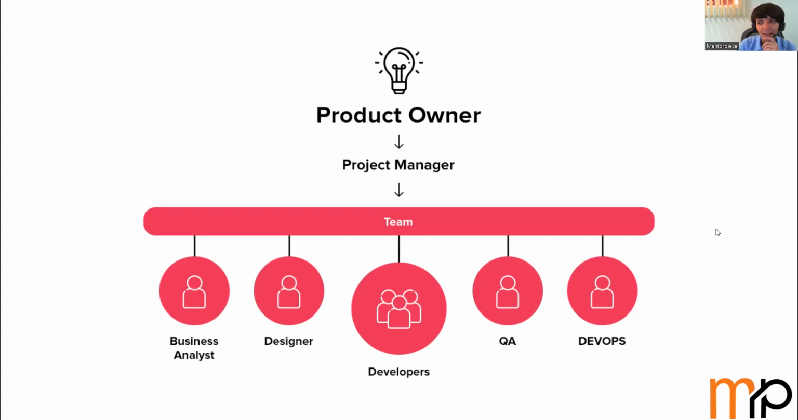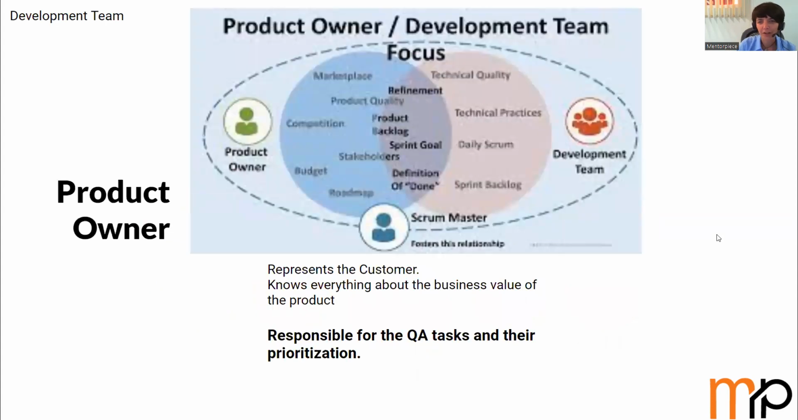I'm kidding. Okay, so let's start from the product owner itself and from the beginning. Okay, not very good quality of the picture, but probably you can read something here.